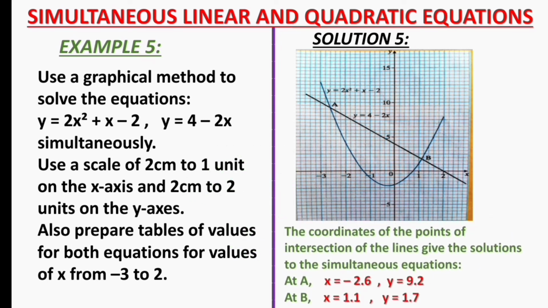From the graph, the coordinates of the points of intersection of the lines give the solutions to the simultaneous equations. That means the coordinates of point A and point B are the solutions to these simultaneous equations. The answers are as follows. At point A, x is equal to minus 2.6 and y is equal to 9.2. And at point B, x is equal to 1.1 and y is equal to 1.7. I hope the solution to example 5 is clear to you.